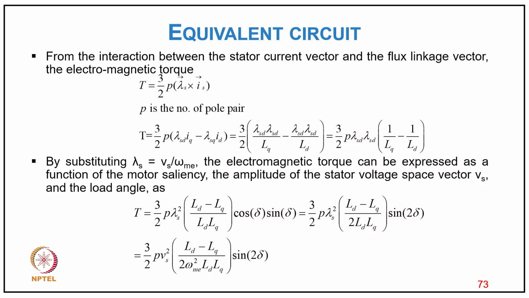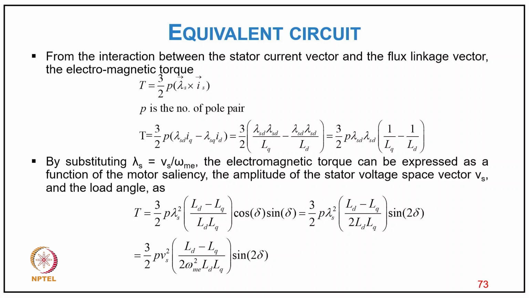So from the interaction between the hysteretic current vector and the flux linkage vector, the electromagnetic torque is T equal to 3 by 2 P lambda s into Is, where P is the number of pole pairs. So T equal to 3 by 2 P in bracket lambda SD IQ minus lambda SQ ID, equal to 3 by 2 lambda SD upon LQ minus lambda SQ upon LD, equal to 3 by 2 lambda SD divided by 1 upon LD minus 1 upon LQ.